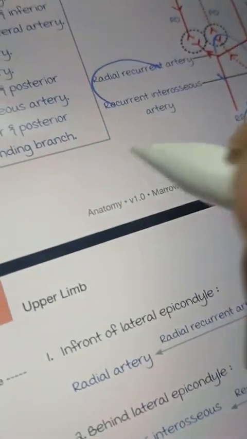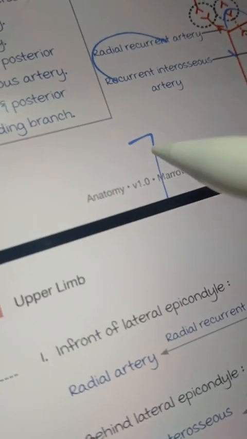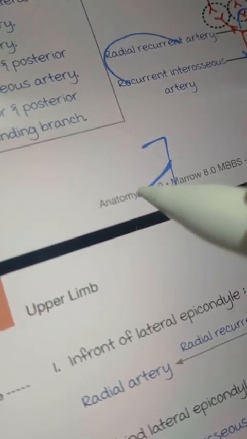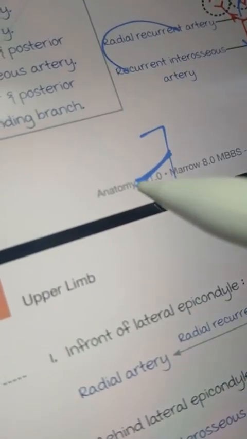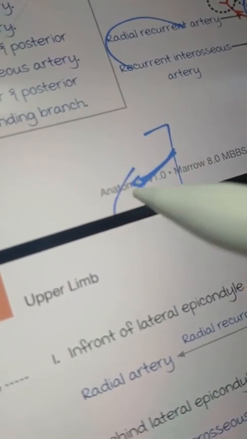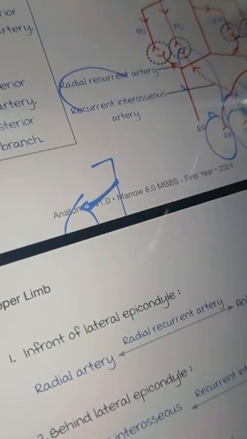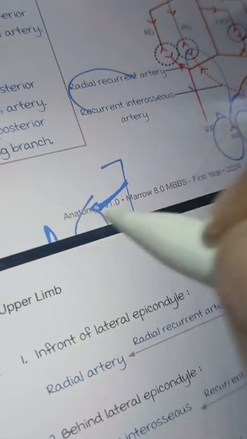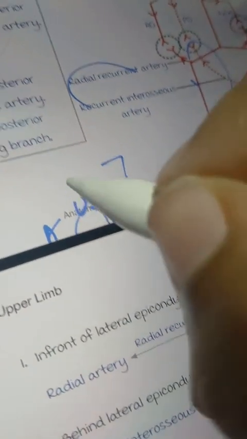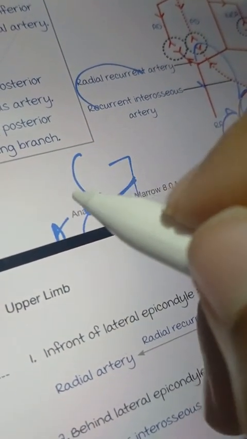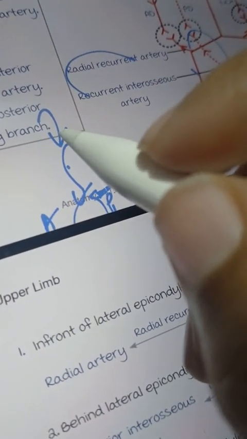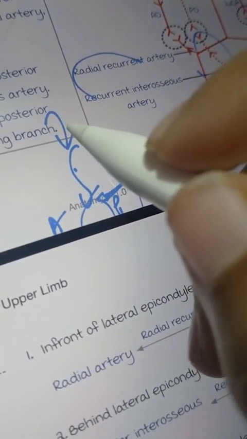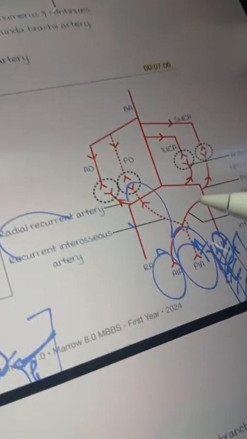Are you understanding? For example, this is the ulnar artery. The ulnar artery gives a branch called the common interosseous artery, and this common interosseous artery again gives three branches: anterior interosseous, posterior interosseous, which of course will be posterior, and the recurrent interosseous artery. The recurrent interosseous artery anastomoses with the posterior descending branch of the profunda brachii of the brachial artery. That is basically known as the elbow anastomosis.